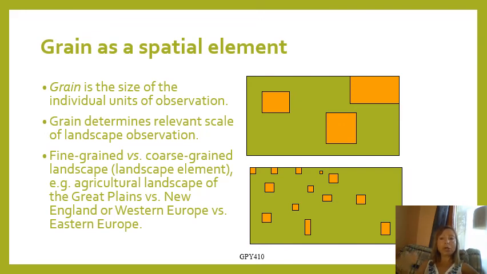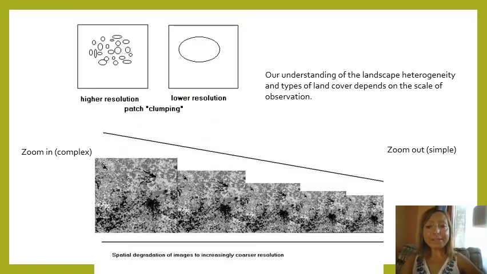And so you really need to adjust the scale of observation to what is relevant to the landscape pattern of an area. So this concept of landscape grain is really important for choosing the right scale for our landscape observations, depending on the purpose of the project and also the pattern of the landscape in the area.